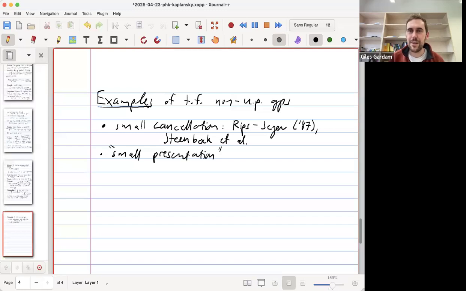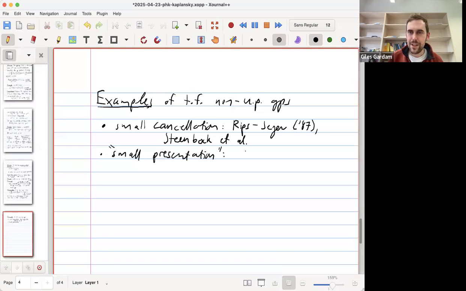Small presentation is just some word I'm inventing here, which just means that it's a very concrete example of a group, and I can really write down a very small presentation of the group with a small number of generators and actually give you very explicitly sets that show that it doesn't have the unique product property.